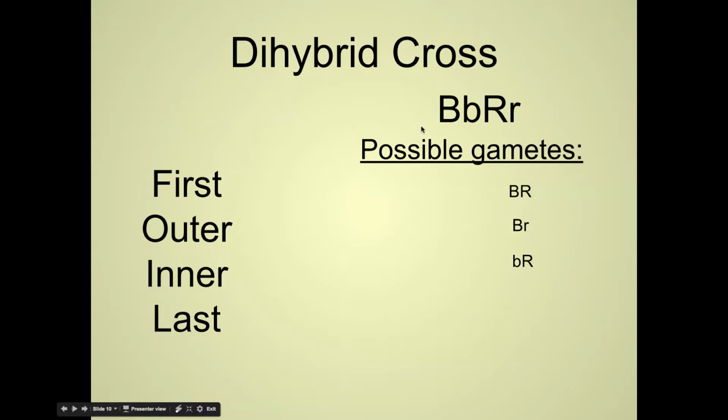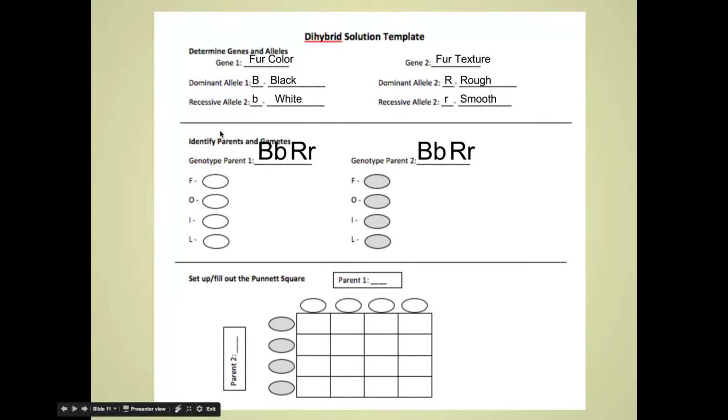And then the last letters, so the last B I see and the last R I see. So if I'm reading left to right, I have a little b, and then I have a little r. Little b, little r. And you can think about it this way. I paired up big B with big R, paired up big B with little r, and then I paired up the little b with the big R, and the little b with the little r. In this case, I got 4 different gametes, but sometimes you'll notice that some of them are the same, and that's okay.